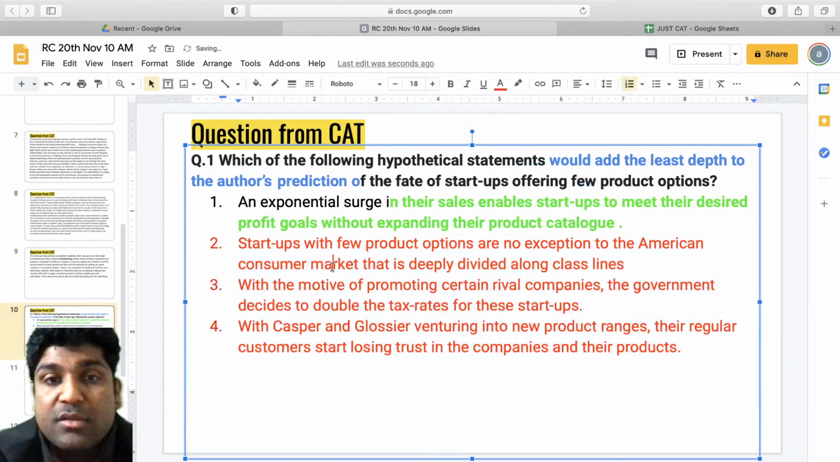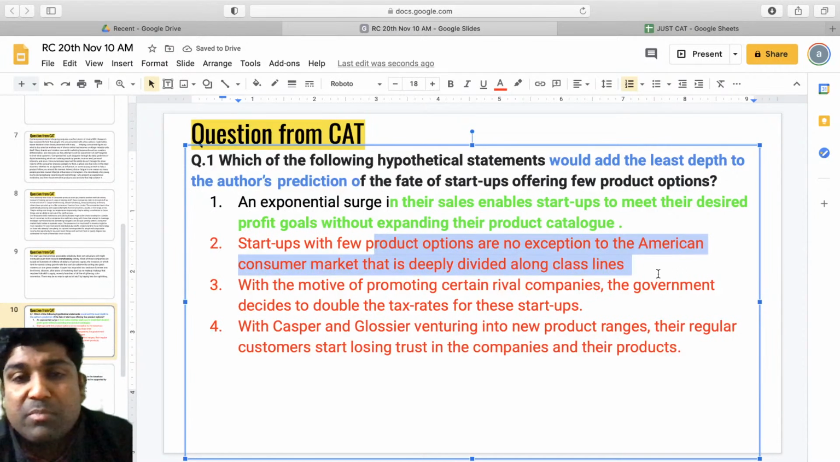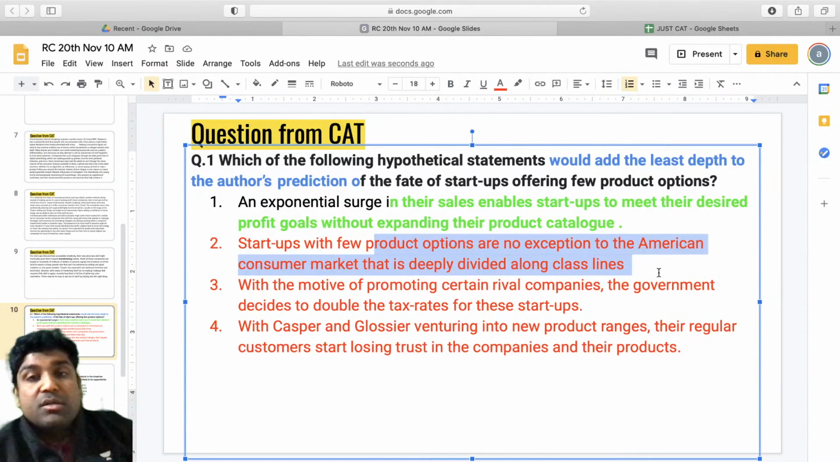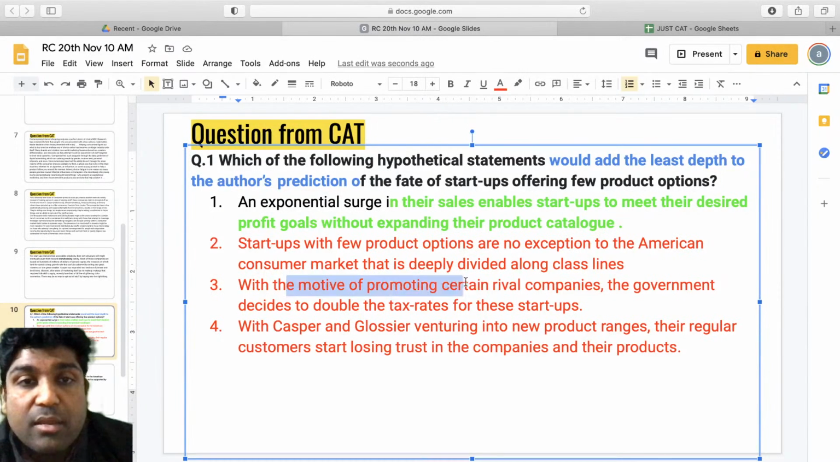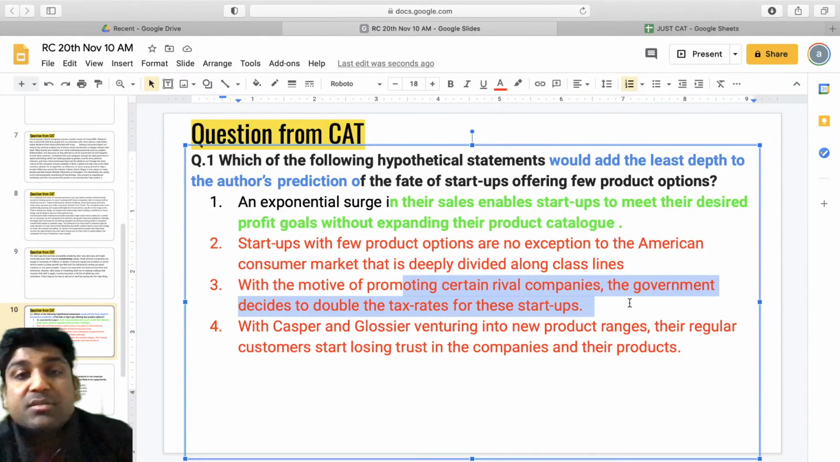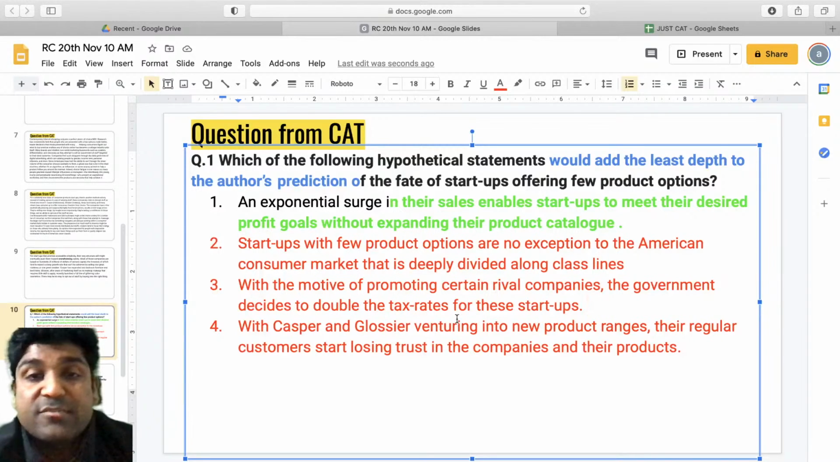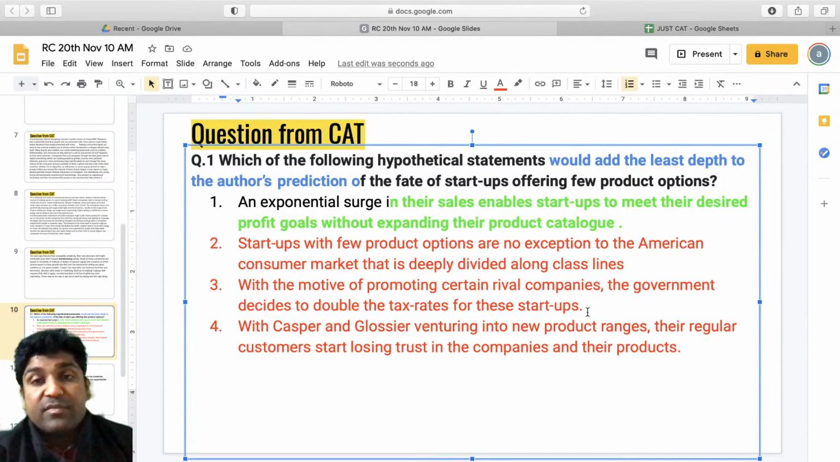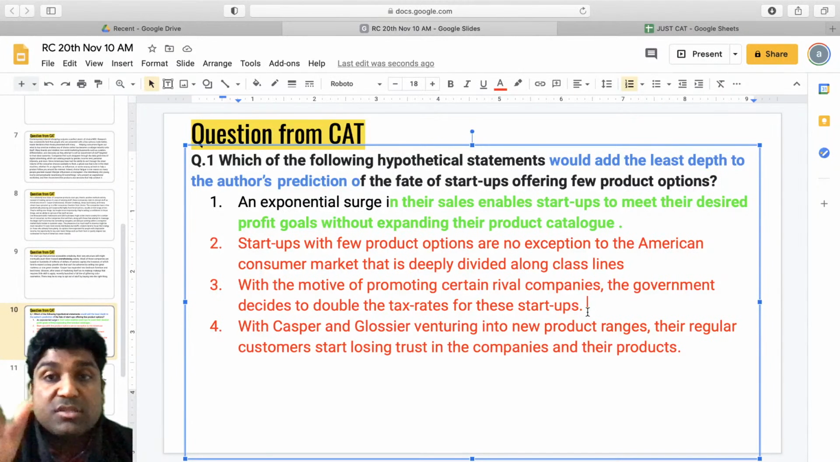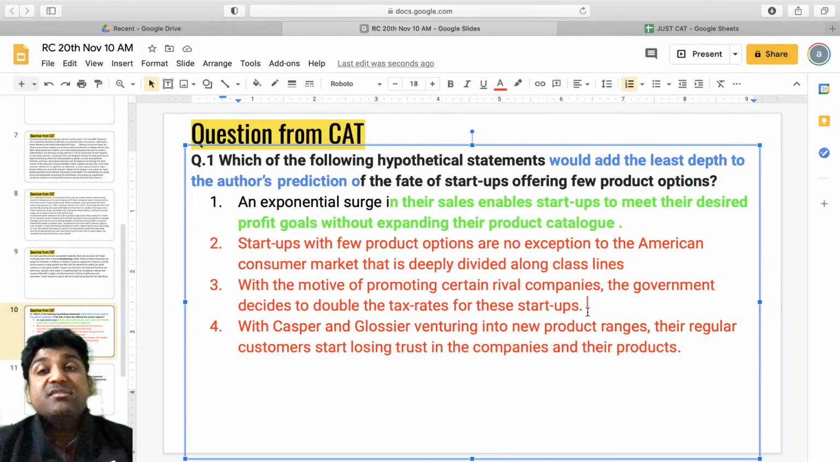Still we'll read them. Startups with few product options are no exception to the American consumer market that is deeply divided along class lines. Doesn't make any difference. With the motive of promoting certain rival camps, government tries to double tax rates for these startups. So if their profits reduce, if they actually go into loss, there's a high chance that they would end up doing what the author was saying. So this is actually strengthening the author's prediction.